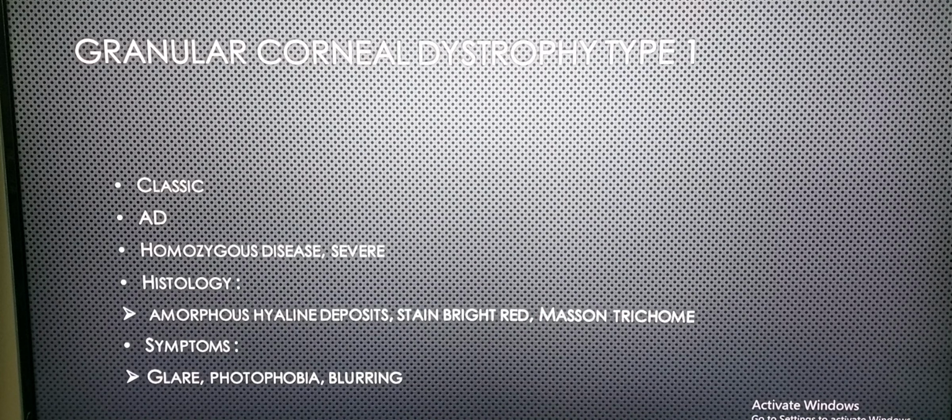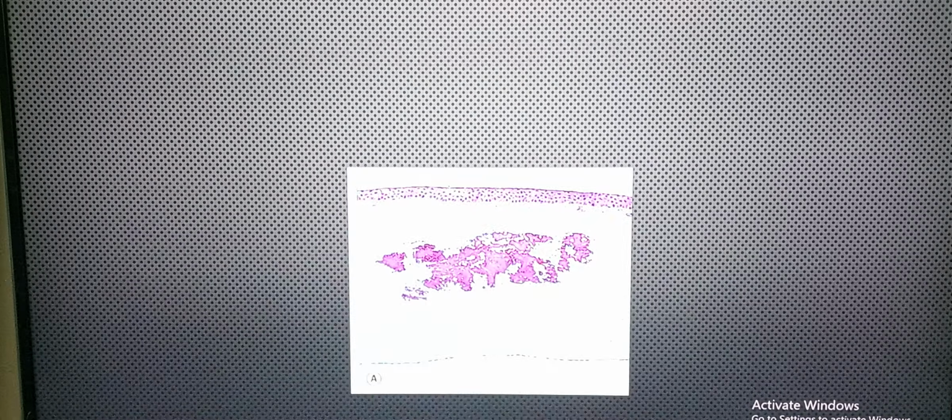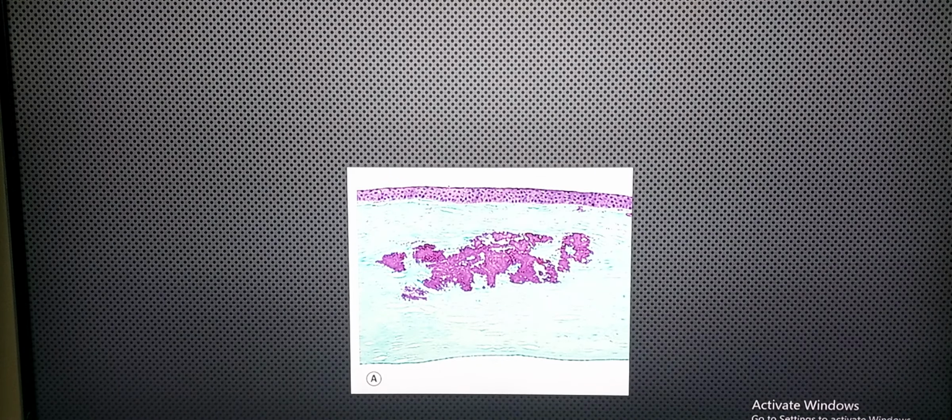It is inherited in an autosomal dominant pattern. Homozygous disease is more severe. Histology shows amorphous hyaline deposits which stain bright red with Masson trichrome. Symptoms are glare, photophobia, and blurring. This is the histological picture, staining with Masson trichrome.